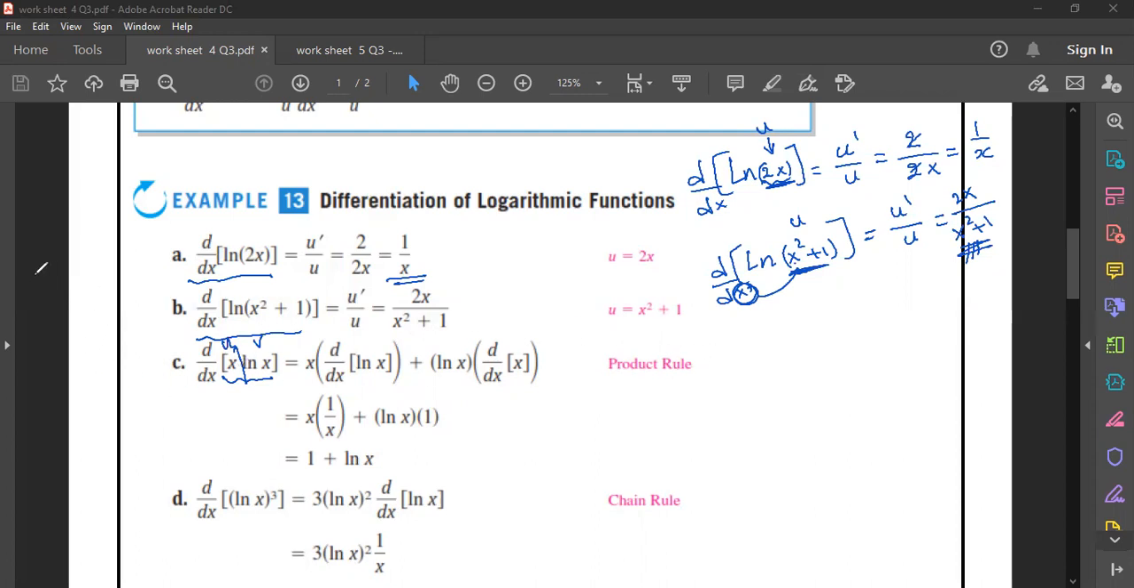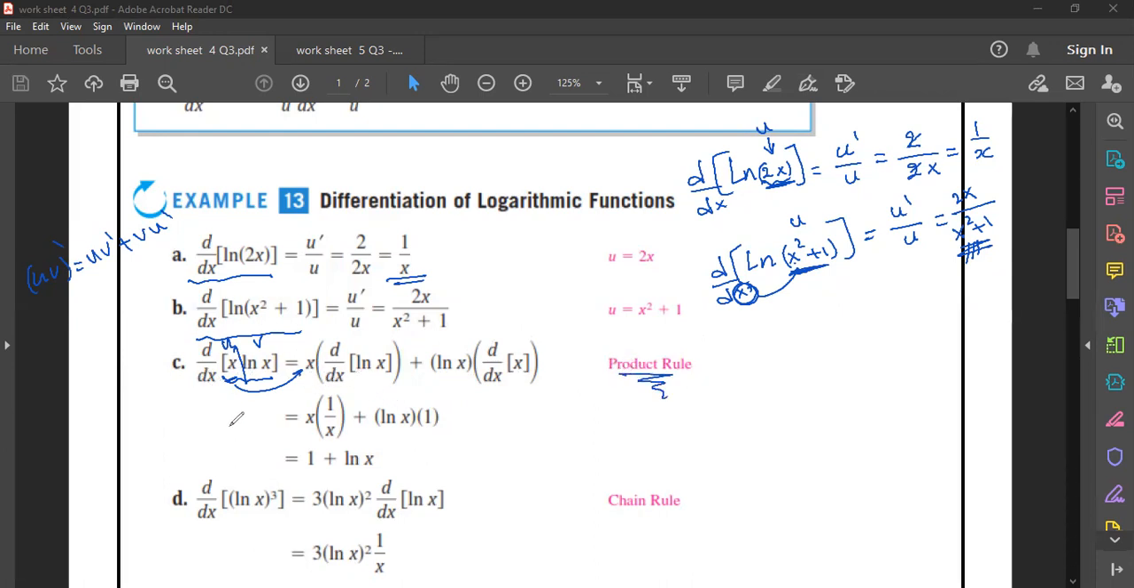As you know, the derivative of a product of two functions u v is u v prime plus v u prime. The first is x. What is the derivative of ln x? You have to remember the rule. It will be 1 over x here. First multiplied by the derivative of the second, plus second multiplied by the derivative of the first. That is the product rule.